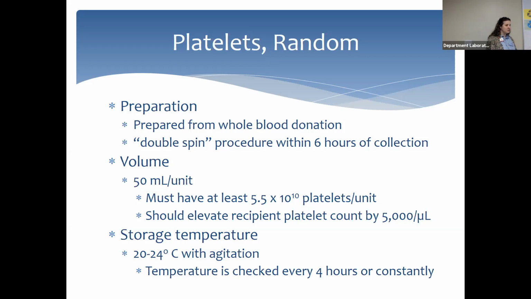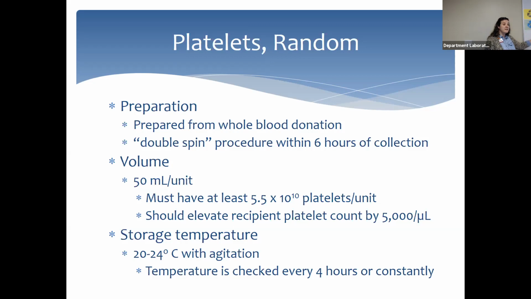Does anybody see an issue with that? 6 to 10 units of platelets from multiple donors, all in one unit going to a single recipient. You see the exposure there. One recipient is being exposed to potentially 6 to 10 different donors in one transfusion. So that's the limitation, the downside of platelets from a whole blood collection.